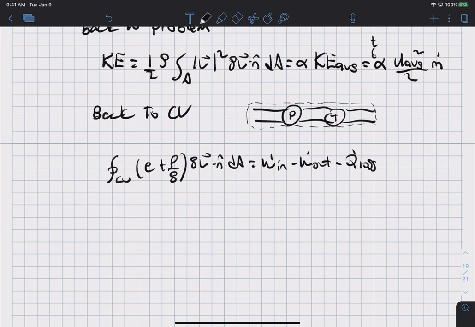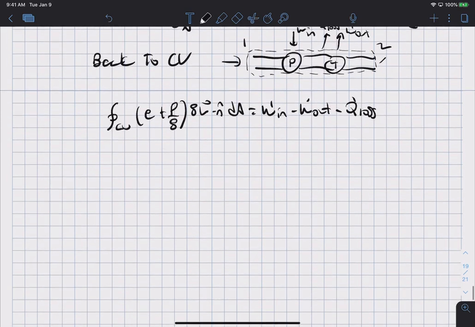A very badly drawn cartoon. And we assume that the flow is going in. Okay, and so now we just do this control volume here where we're analyzing the flow going in and out of the pipes. And what we wind up with is we now know how to do this integral over area 1 and area 2, so we just stick them in.